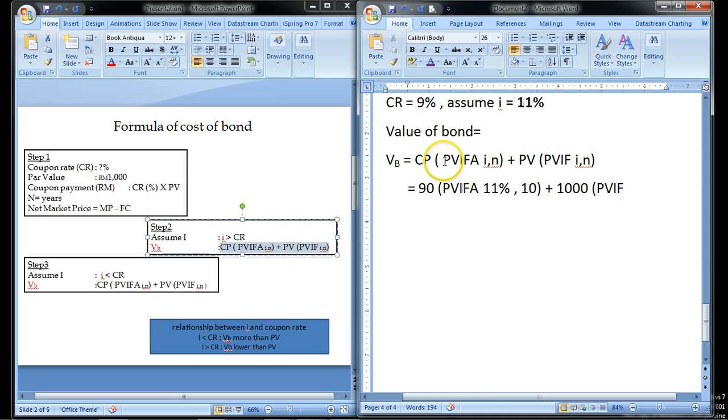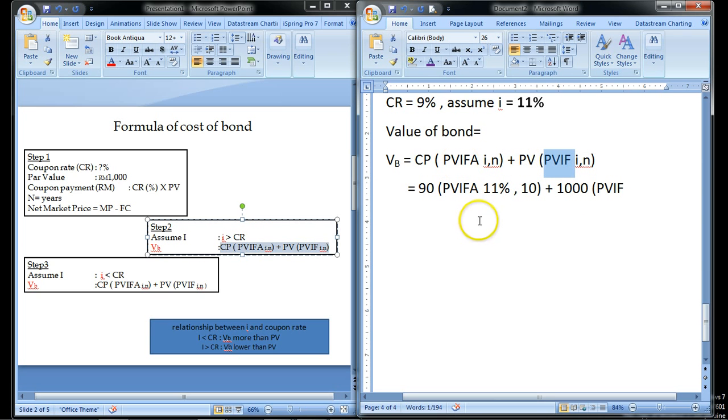They forget that we are using PVIFA. This is only PVIF. Please don't make any careless mistakes. Certain of my students do PVIF here, then PVIFA. Sometimes they do PVIF and PVIFA. So please remember, this is the formula. You need to put PVIFA first and then your PVIF.